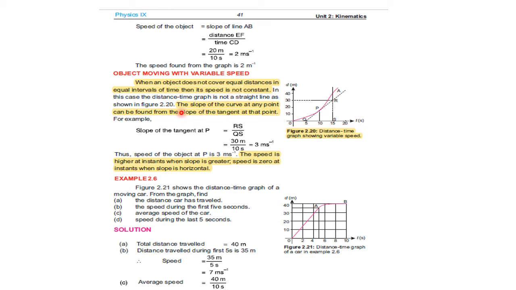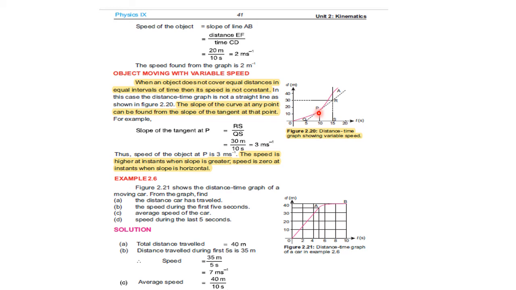Now mark the fourth line of this paragraph. The slope of the curve at any point can be found from the slope of the tangent at that point. This is a graph of variable speed, and we have discussed it thoroughly that to find the slope we used the tangent which touches the graph or curve at only one point, and by finding the slope at that particular point we can find out the speed.